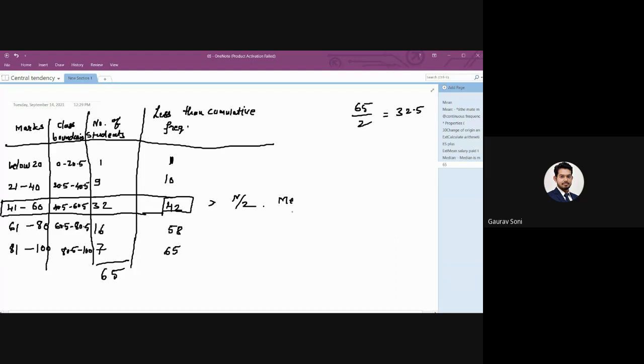So this class, which is just exceeding n by 2, is actually called the median class.